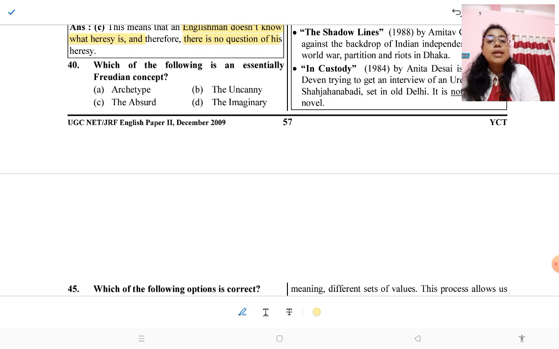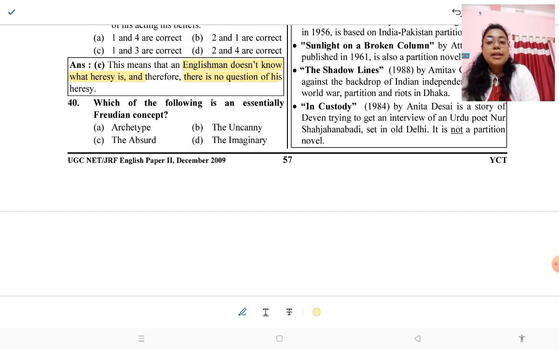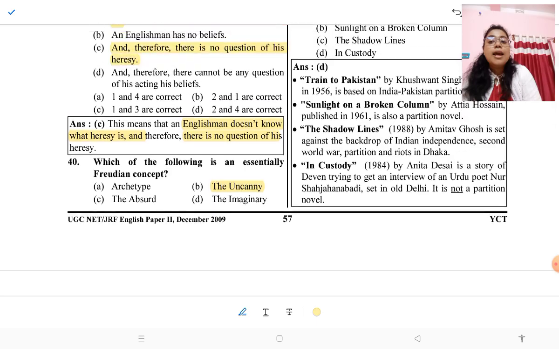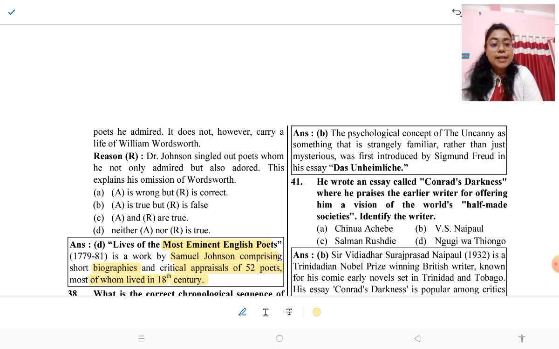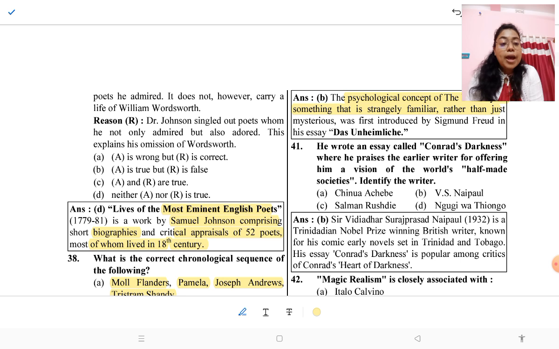Then, which of the following is an essentially Freudian concept? The uncanny, right? The uncanny is an essentially Freudian concept, and there is a work also written with the same title. The psychological concept of the uncanny, something that is strangely familiar rather than just mysterious, was first introduced by Sigmund Freud in his essay Das Unheimliche, which means the uncanny. I am going to make a video about Sigmund Freud, where I will talk about this concept also.